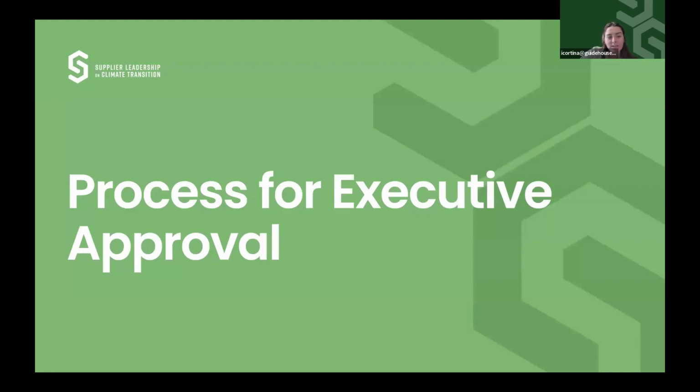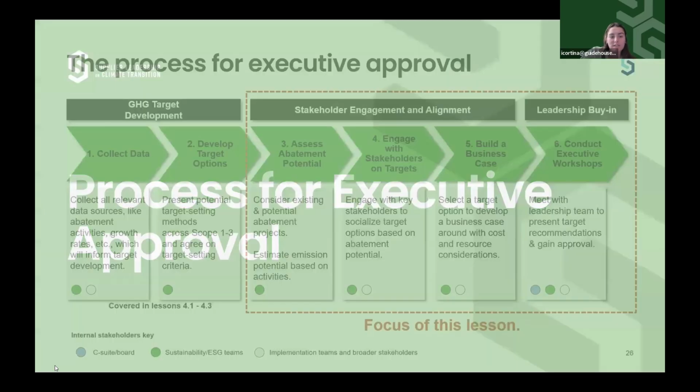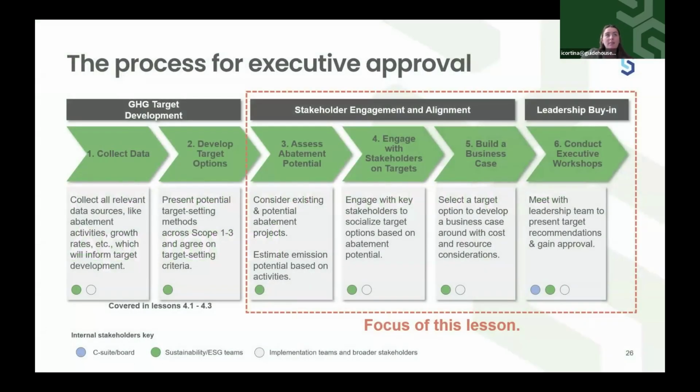Hello. We want to talk for a minute about the process for executive approval. So on the screen here, you can see the process that comes in about 3 different steps. The first is greenhouse gas target development. Hopefully at this point, you are making great progress on that. You've collected your data and understand your target options.